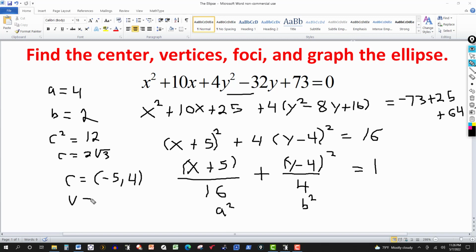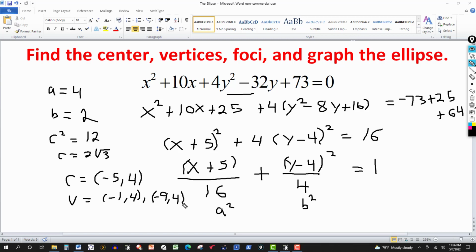So the vertices are going to be, I'm going to use A to find the vertices. So basically what I do is I add, it's a horizontal axis there. So I'm adding 4 to the -5. That'll give me a -1. So I go -1 over, 1 to the left, 4 up. That gives me 1 vertex. And then I subtract 4. So that'll give me -9 and 4.